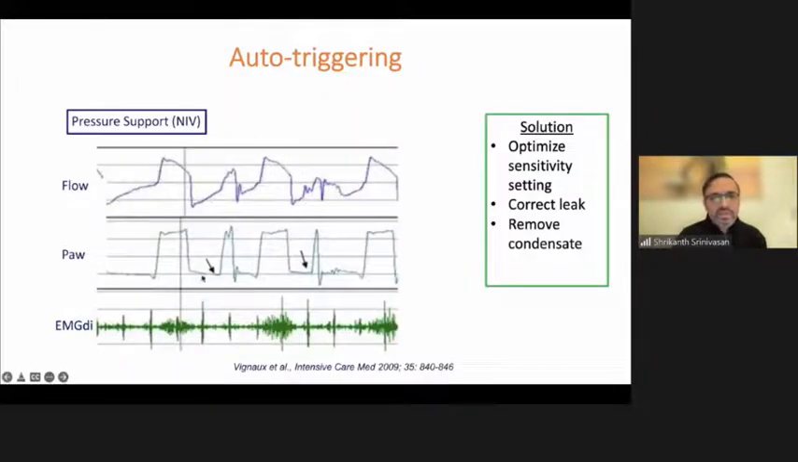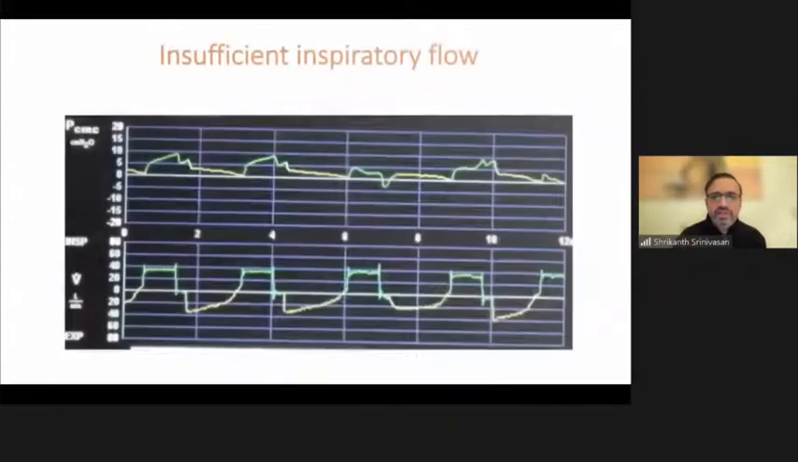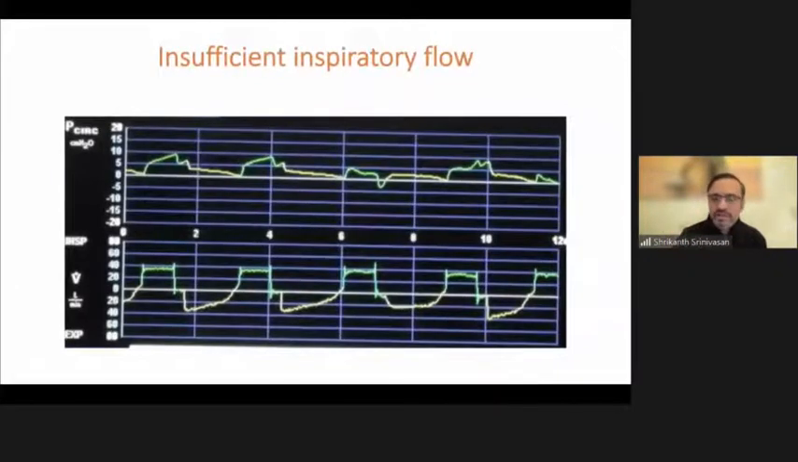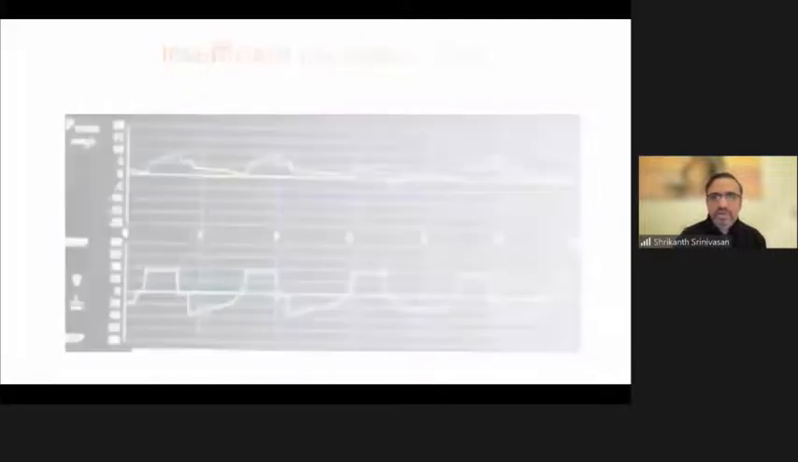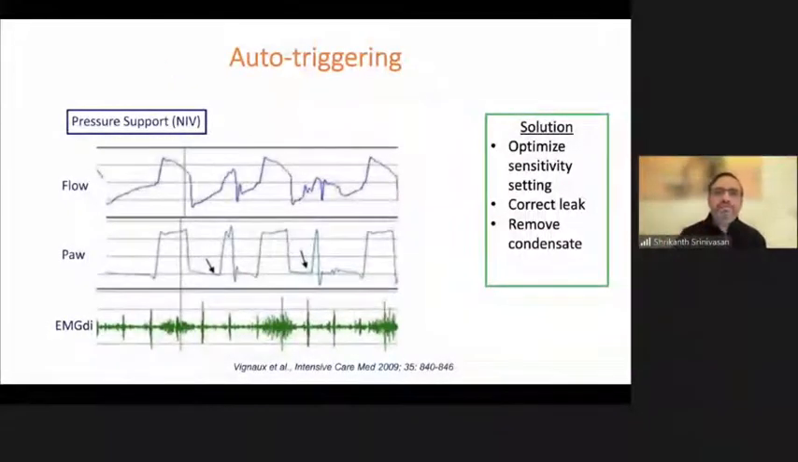In pressure support, as I said, this leads to rapid small breaths, right? Here again, we obviously have to optimize the sensitivity, correct the leak, and remove the condensate, whichever is causing this auto-triggering. In non-invasive ventilation, it is very, very common, as I said. Why? Because of the excessive amount of leak.